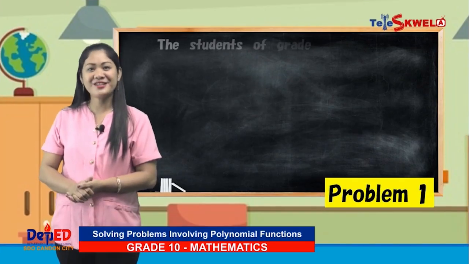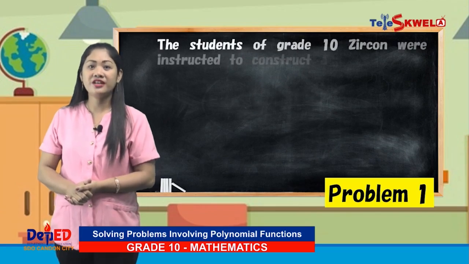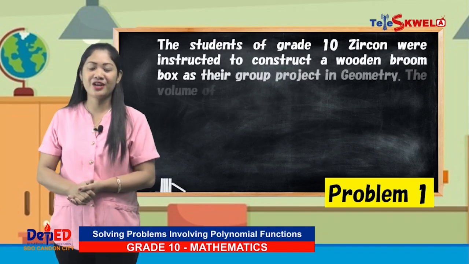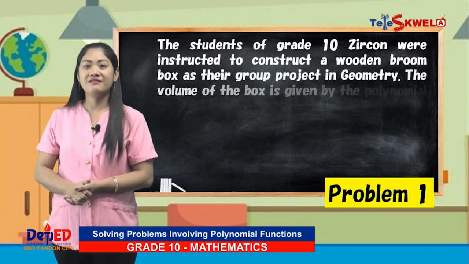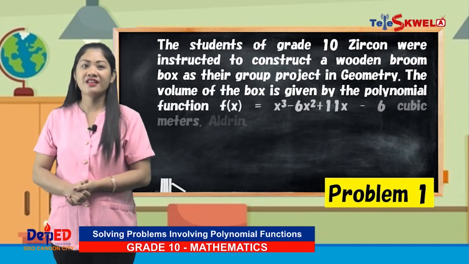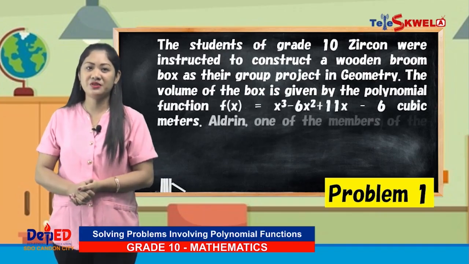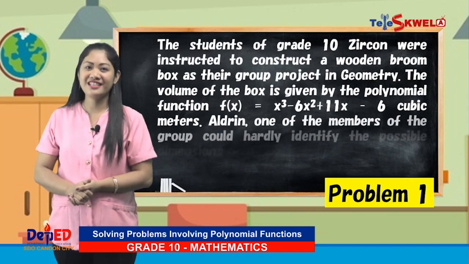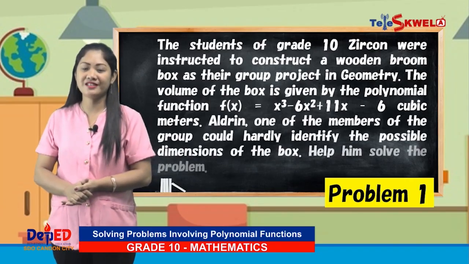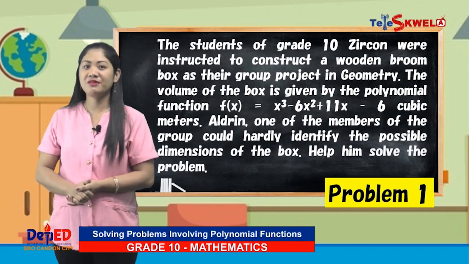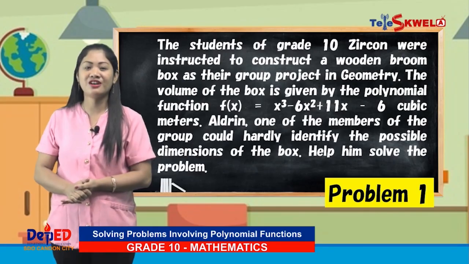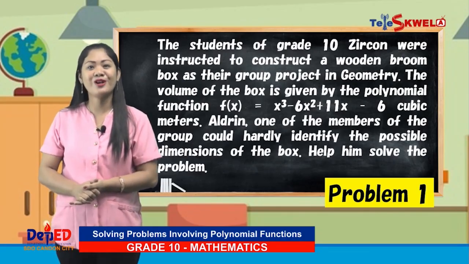The students of grade 10 Candon were instructed to construct a wooden broom box as their group project in geometry. The volume of the box is given by the polynomial function f(x) = x^3 - 6x^2 + 11x - 6 cubic meters. Aldrin, one of the members of the group, could hardly identify the possible dimensions of the box. Help him solve the problem.